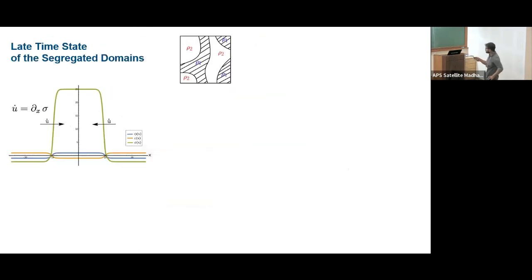Now we ask what is the late time state of the segregated domains. We get this phase segregation, so what happens to the segregated domain? In usual phase segregation dynamics, it is a coarsening dynamic. These domains grow and form a bicontinuous system.